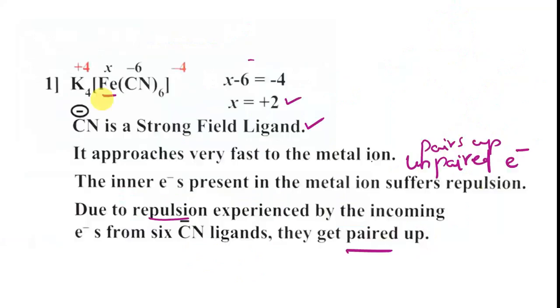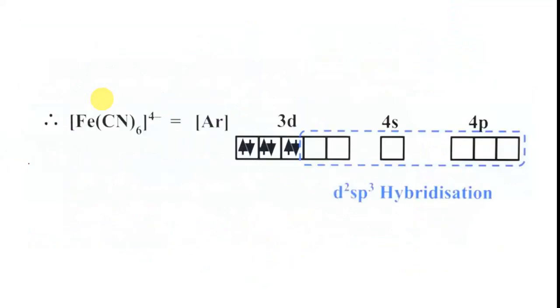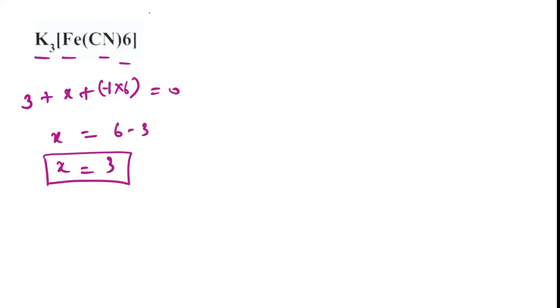So let us work it out for K3[Fe(CN)6], K4[Fe(CN)6], right? Shall we work it out for K3[Fe(CN)6]? Okay, let us go with that. So here, let us find the oxidation number. K is plus 1, so 3 plus, X, plus 1 into minus 1 into 6, that is equal to 0. So X is equal to 6 minus 3, X is equal to 3. So the oxidation state of iron is plus 3 here.